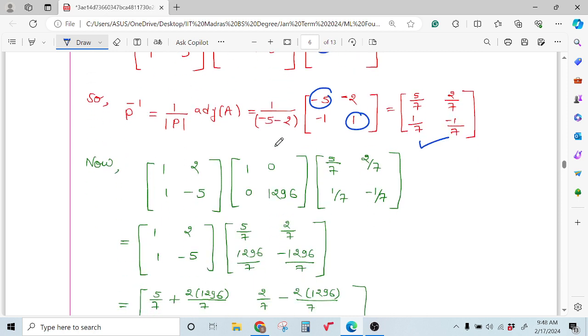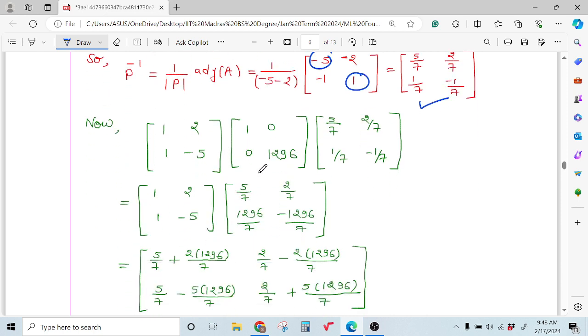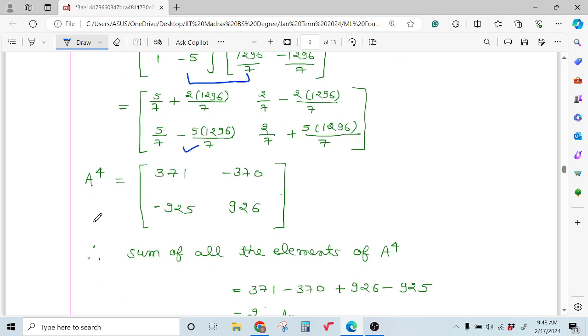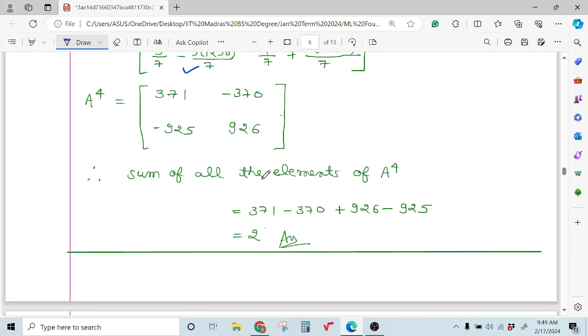And now we will multiply these 3 matrices. First we will multiply these two, and we will get this, and then we will multiply these two and get this. And so finally we have A power 4 is equal to 371, minus 370, minus 925, 926. So the sum of all the elements of A power 4 is 371 minus 370 plus 926 minus 925. So our final answer is 2.